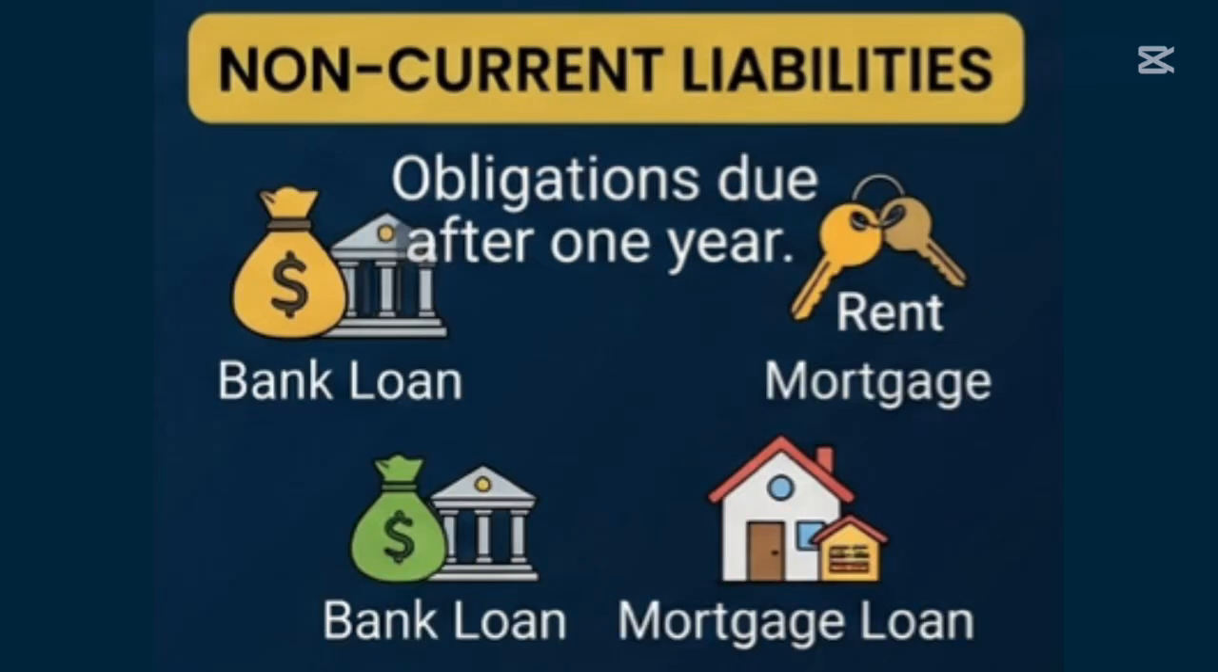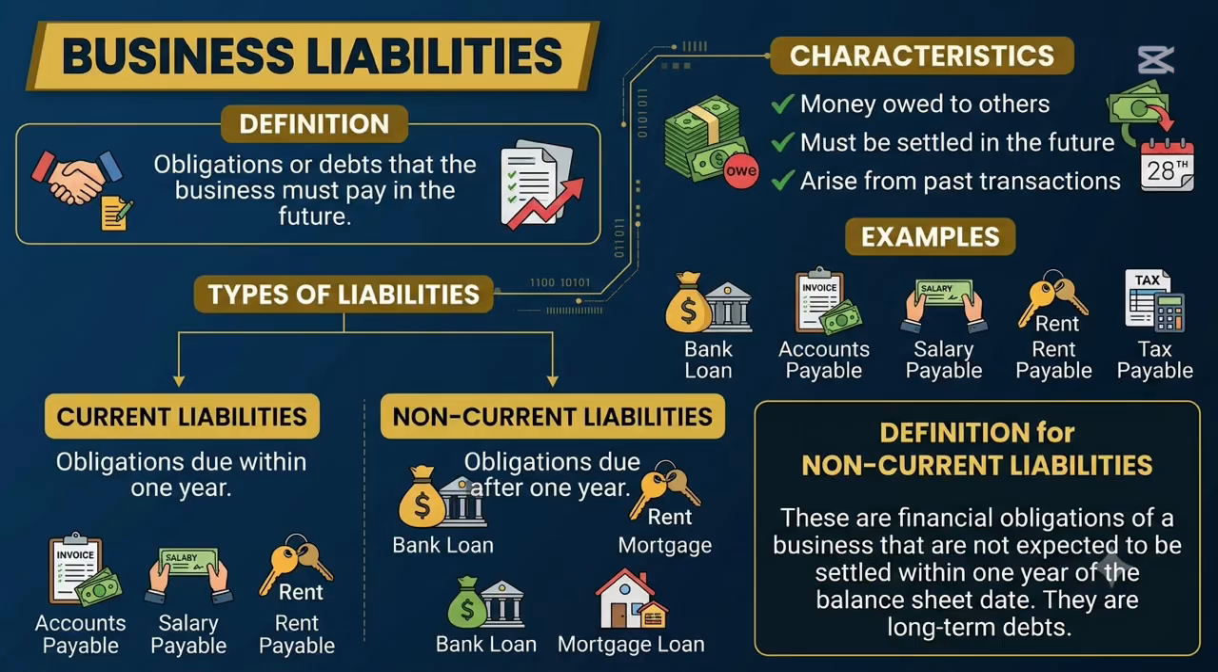Non-current liabilities are obligations that will be settled after more than 1 year. A common example is a long-term bank loan. This classification helps businesses know which debts must be paid soon and which can be paid later.